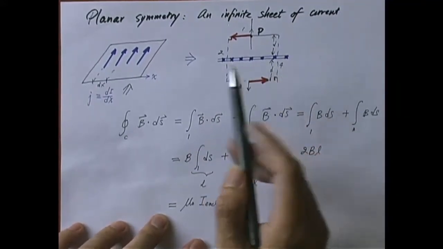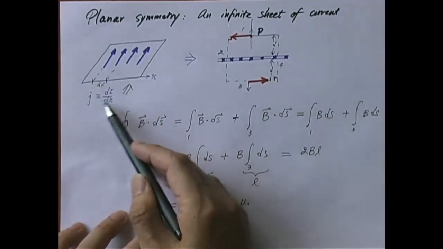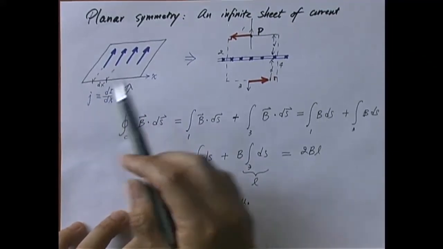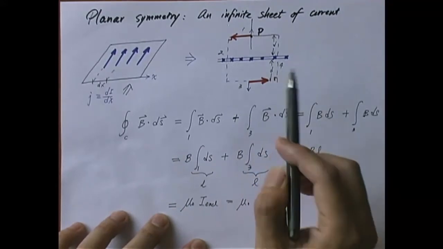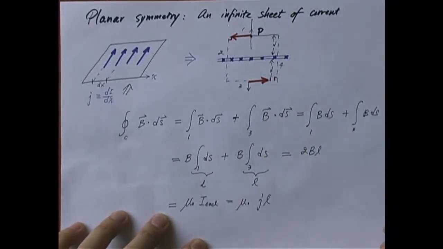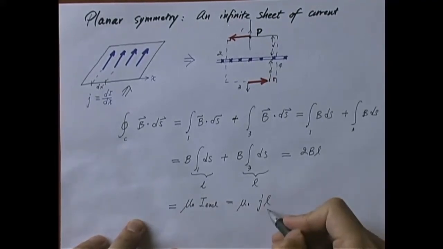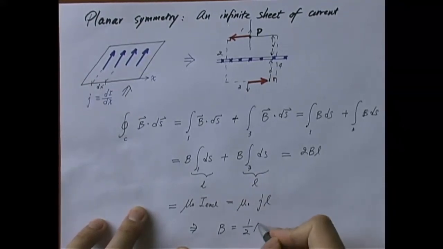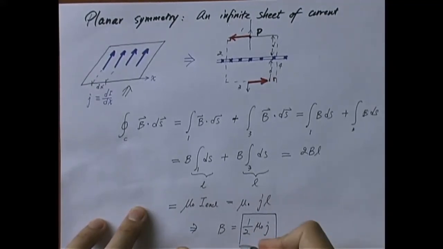And remember, the current per unit length along this x direction is J, right? Per unit length, dI over dx, is J. So you have a total length of L. What is the total amount of current that you enclose from here to there? Isn't that J times L? Right? Okay, now we can cross out the L on the two sides. Then I get B equals 1/2 mu naught J. See how simple that is.